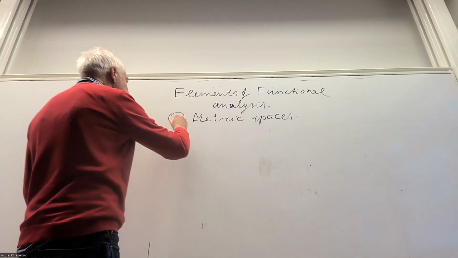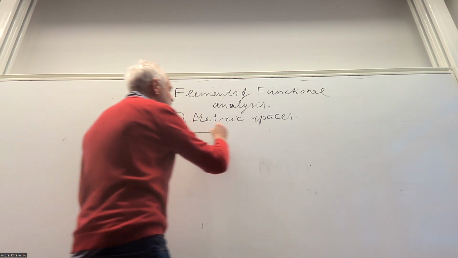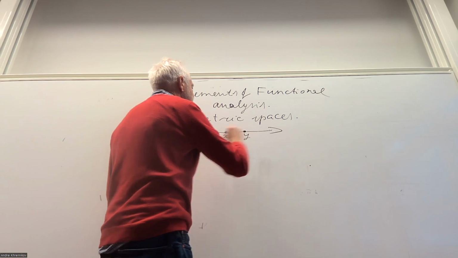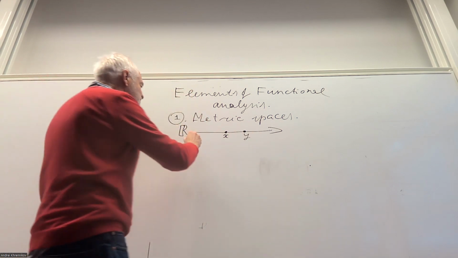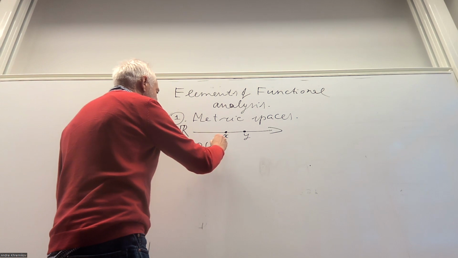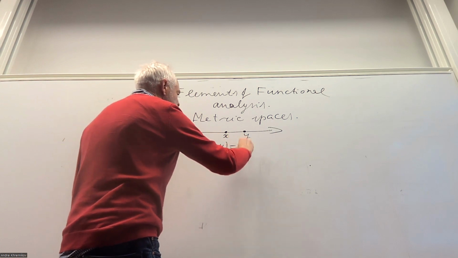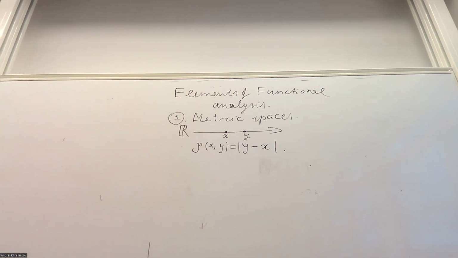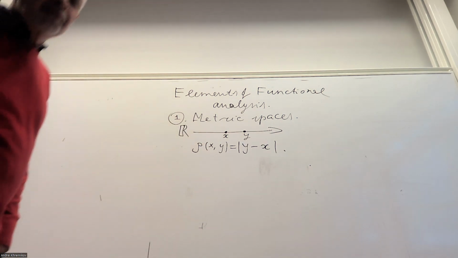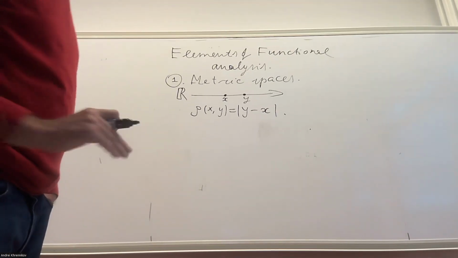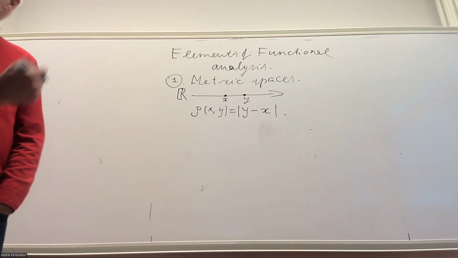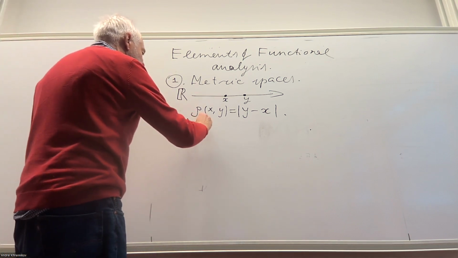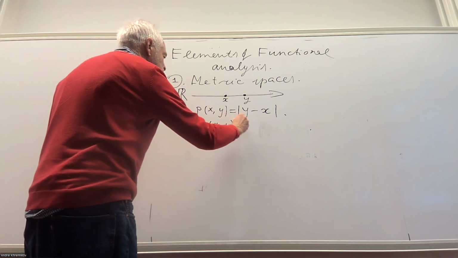For example, on the real line you have the notion of distance between 2 points, x and y. You know this distance rho. It is just the difference between these 2 points in absolute value. So we can measure distance between any 2 points. What are the properties of this function? First, this function is non-negative.